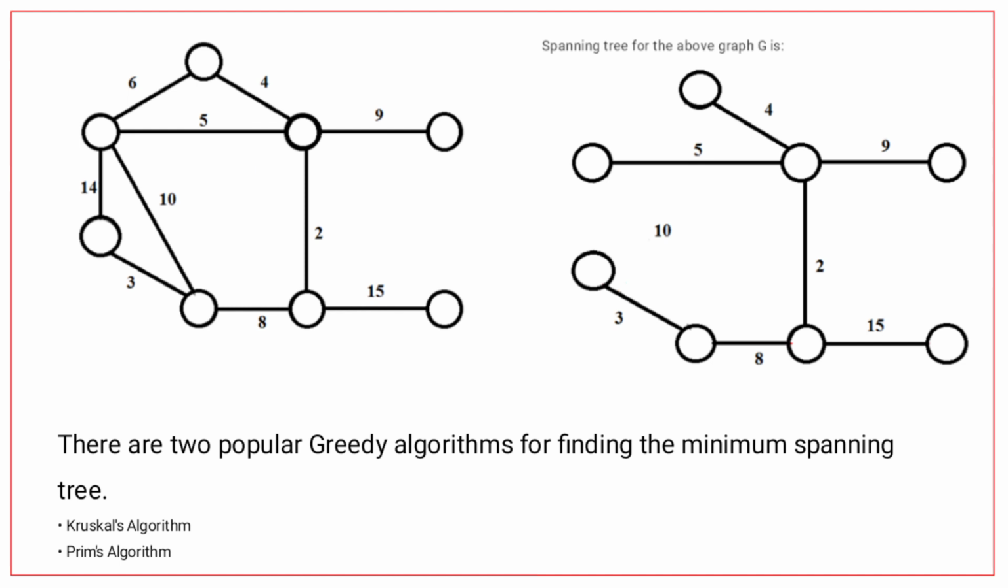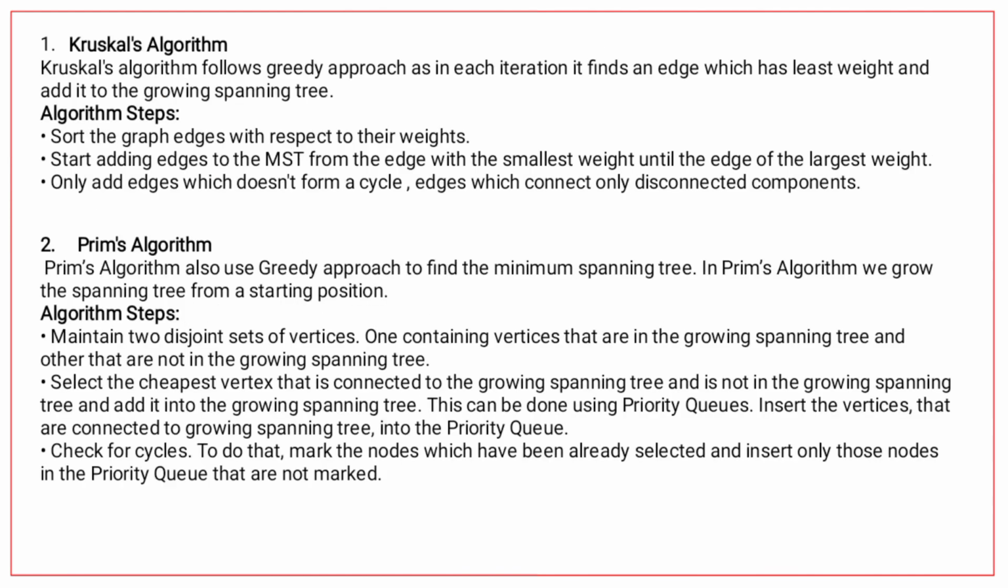Now Kruskal algorithm builds the spanning tree by adding edges one by one into growing spanning tree. This algorithm follows greedy approach, as in each iteration it finds an edge which has least weight and adds it to the growing spanning tree. Now this is the Kruskal algorithm. Now these are the steps.